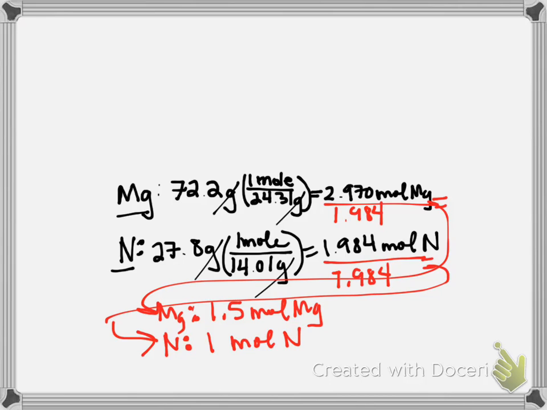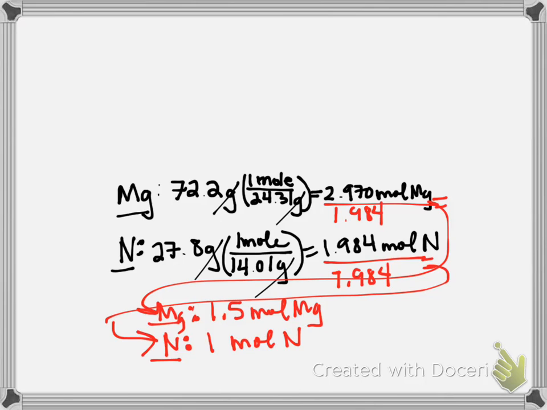But is this the simplest whole number ratio? The answer is no. 1.5 to 1 is the simplest ratio, but it's not whole number. You can't have a half of a magnesium atom. That's scary. You can only have whole atoms. So what we're going to do is find the multiple. If you ever get a fraction after you simplify, you're going to start multiplying by whole numbers.